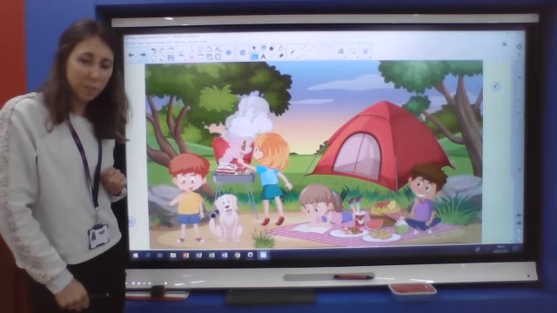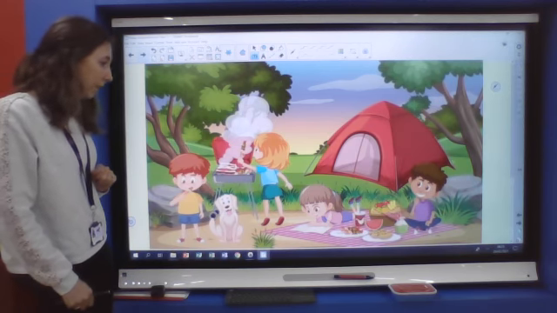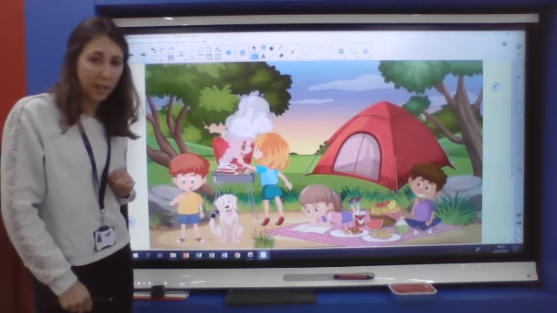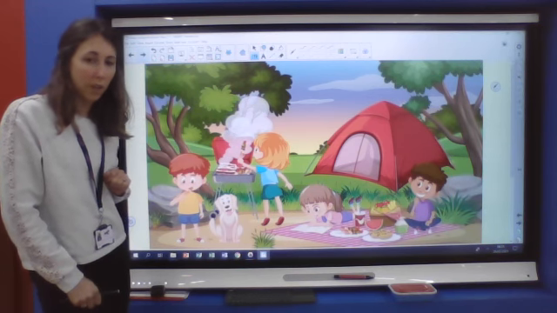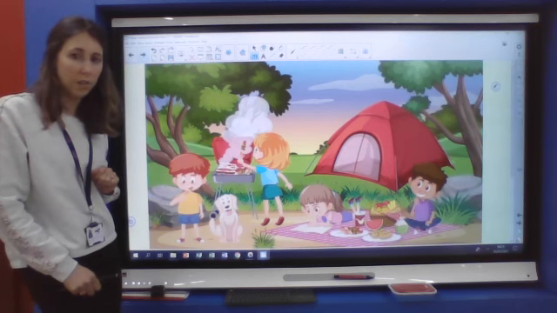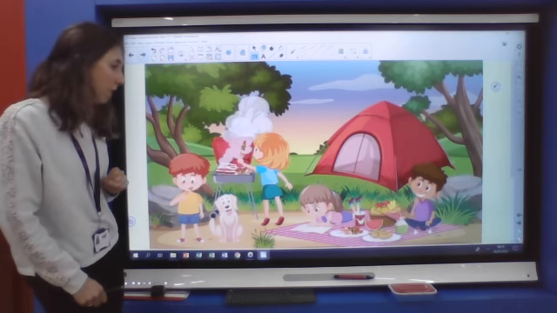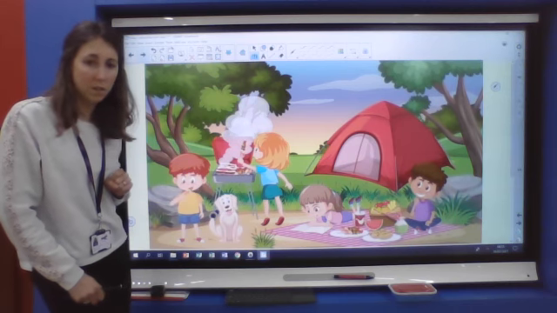This picture looks like these people are camping, doesn't it? It looks like they've gone camping. So I want you to pause the video again now, and I would like you to tell your grown-up what nouns you can spot in this picture. What nouns, what things have we got in this picture that we could write a sentence about?